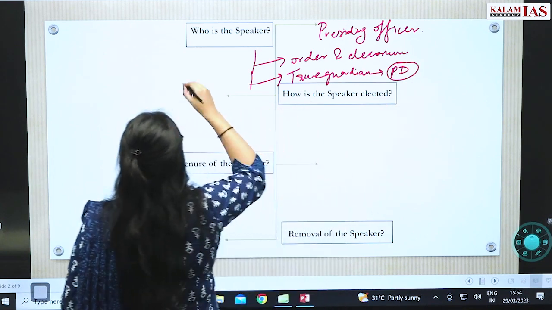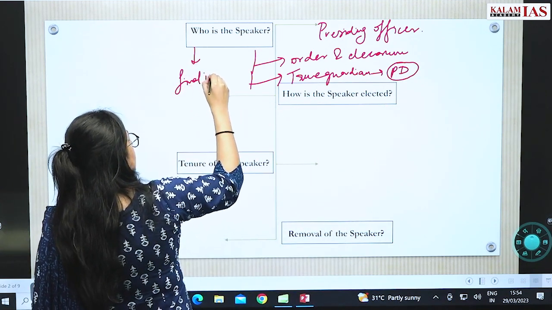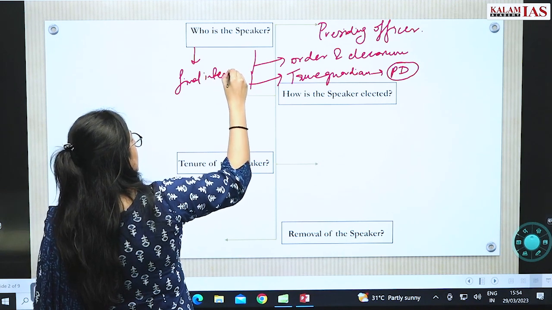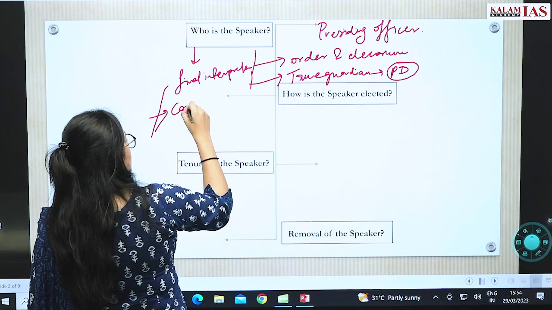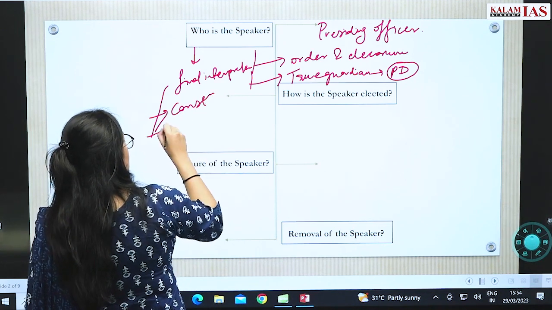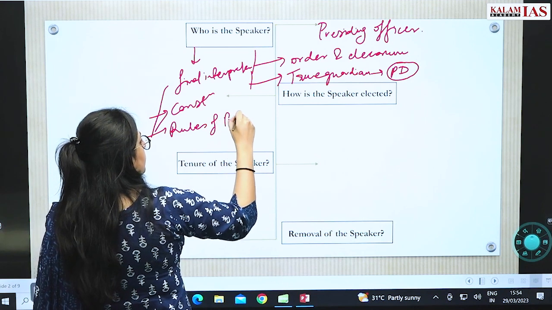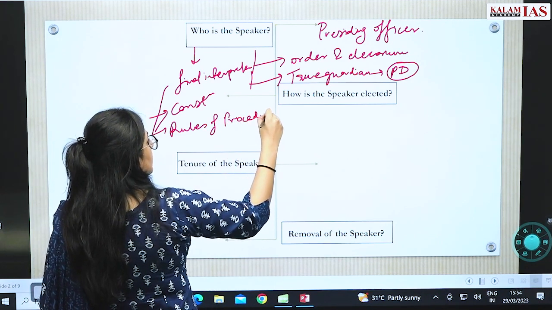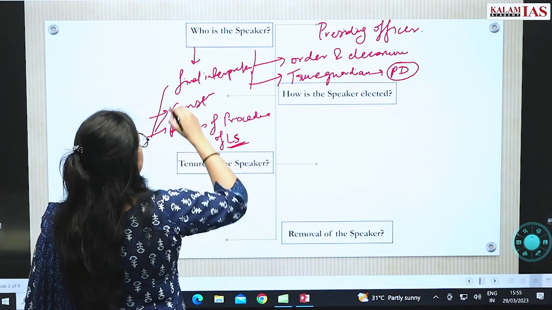And he is the final interpreter of the Constitution of India and the rules of procedure and the conduct of business of Lok Sabha. Okay, so he is the Speaker.